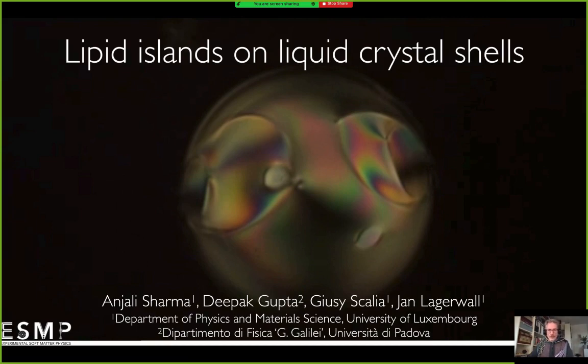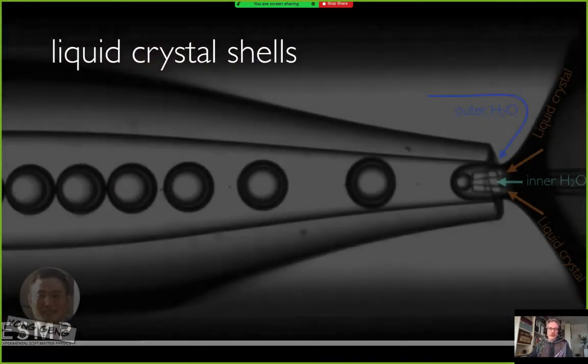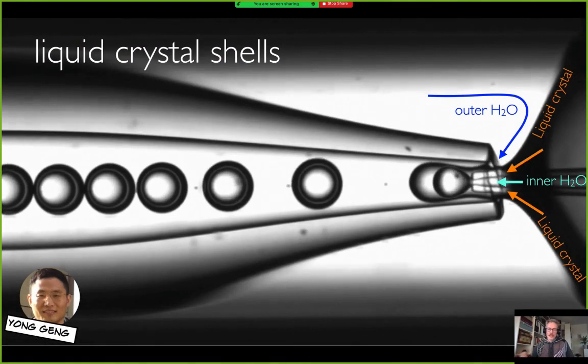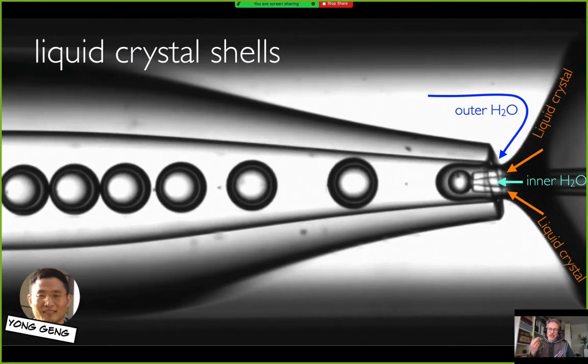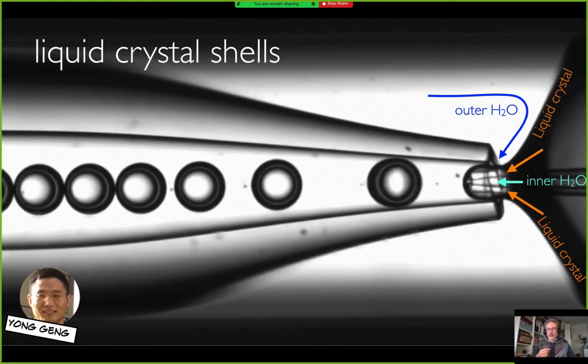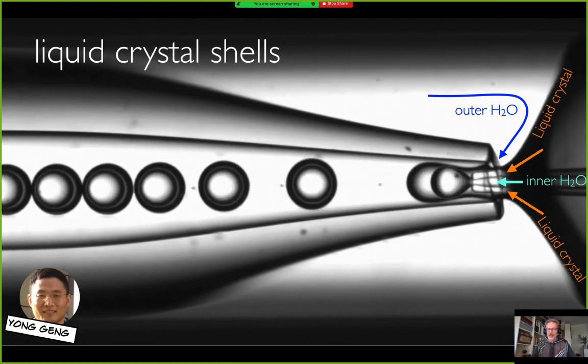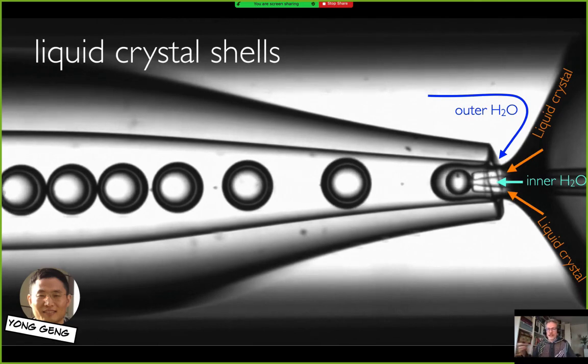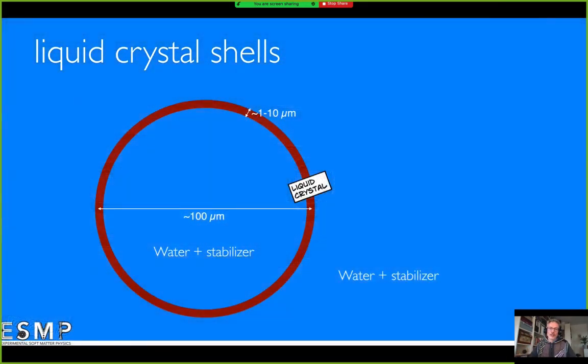So before telling you why this happens, let me briefly show you what is actually a liquid crystal shell. Well, we make them by injecting water into a liquid crystal phase, and then this compound jet is injected into another water phase, and then they break up by the Rayleigh instability, and you get this shell structure. So this is a cartoon of what they look like. They're on the order of a few microns thick. They are about 100 micron in diameter.